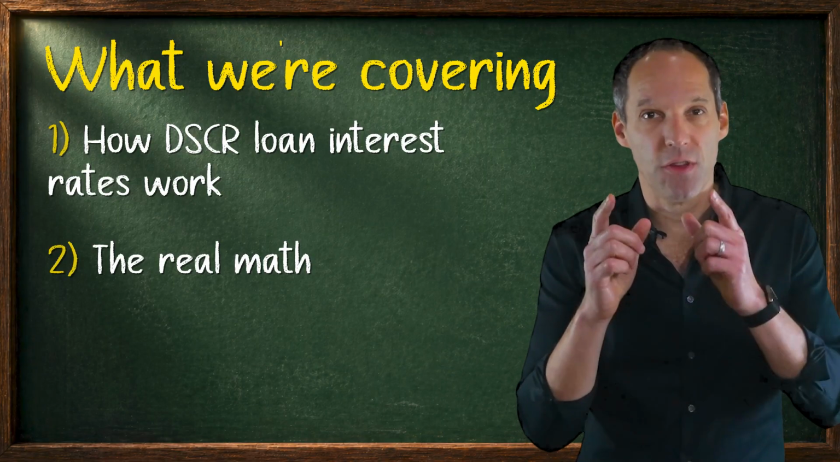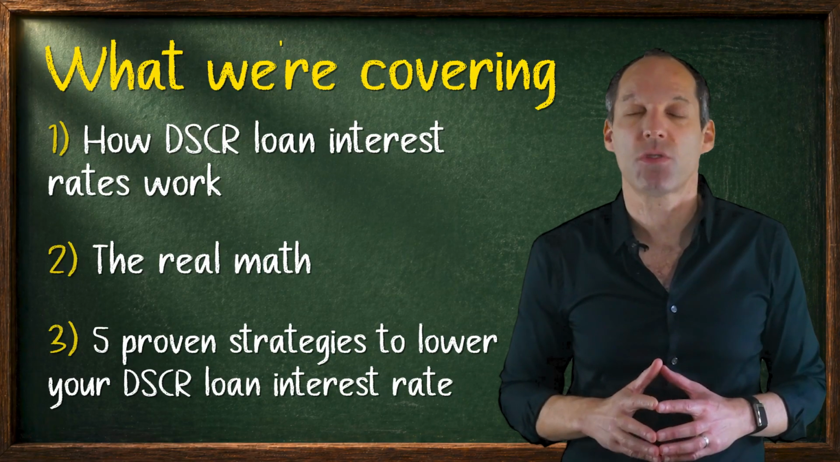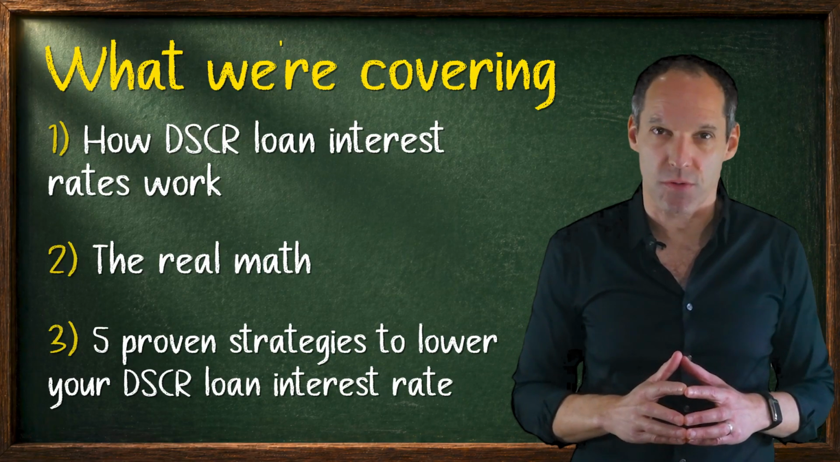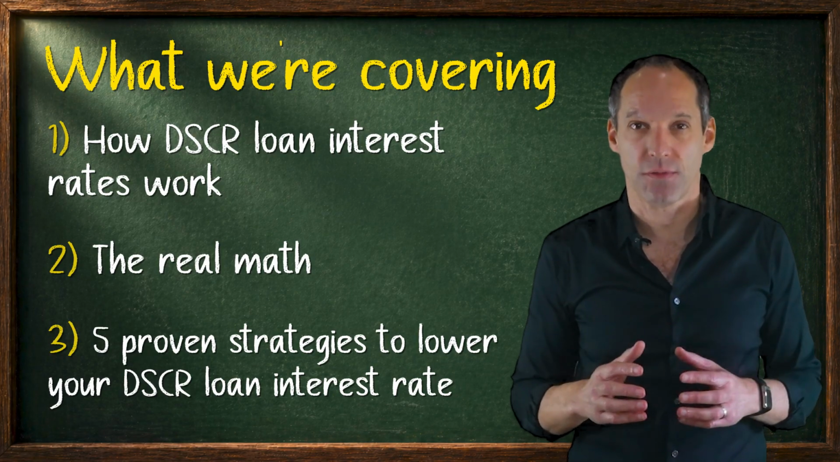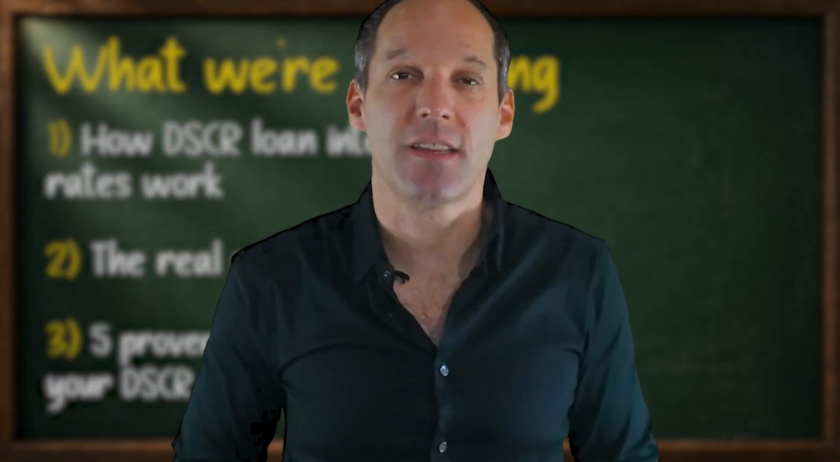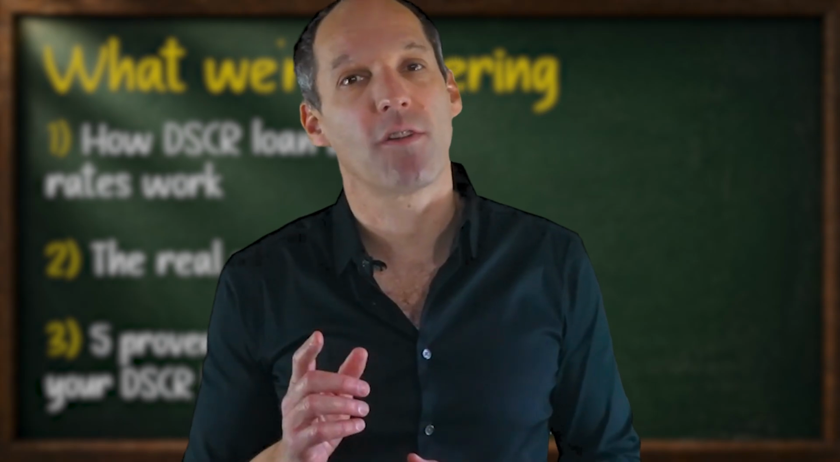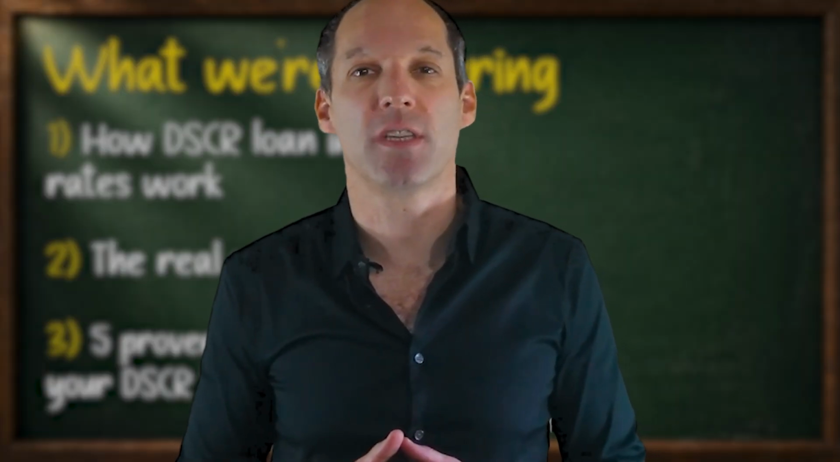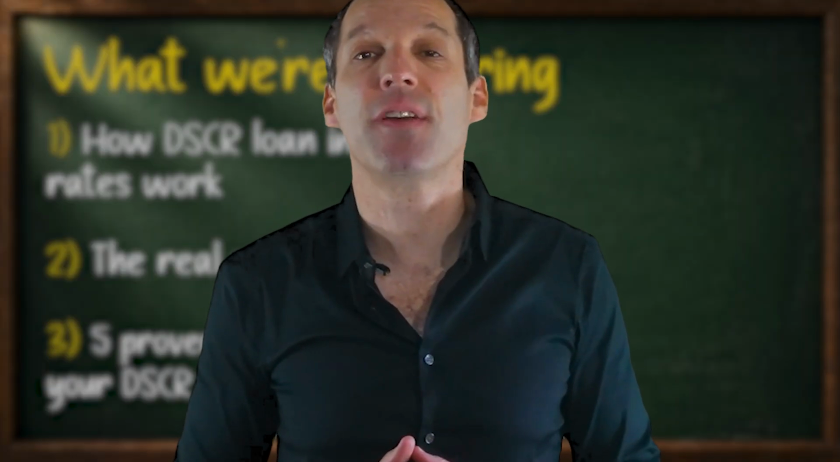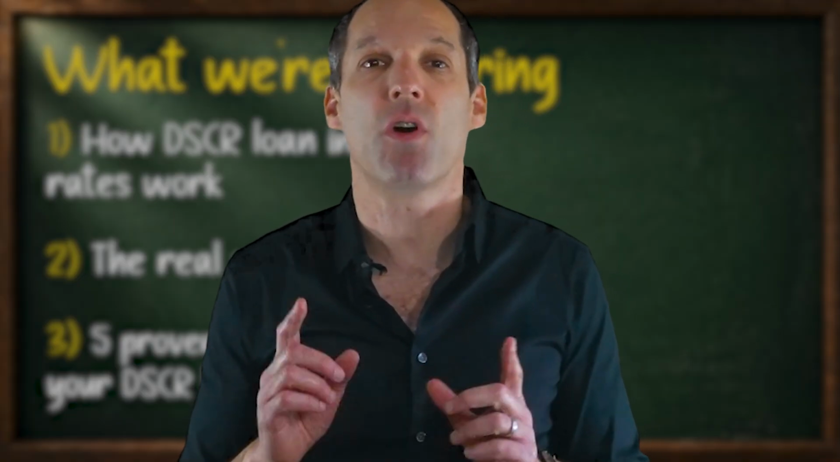Third, I will give you 5 proven strategies to lower your DSCR loan interest rate. Things you can actually do before your next deal to save thousands of dollars. And if you stay until the end, I will share how one of my clients got quoted 8% by 3 different lenders, then locked in at 6.75% using exactly what I'm about to teach you. That is over $150,000 in savings on a single property. Let's get into it.